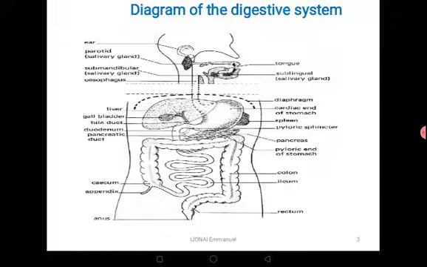And then in the duodenum we have other attachments, like the pancreas, which is attached to the duodenum together with its pancreatic duct.